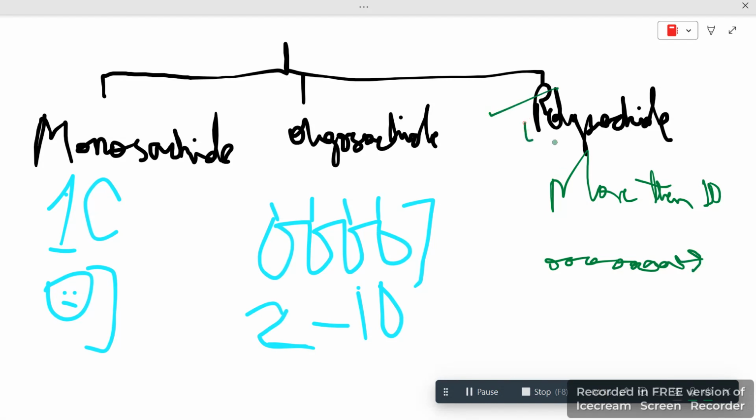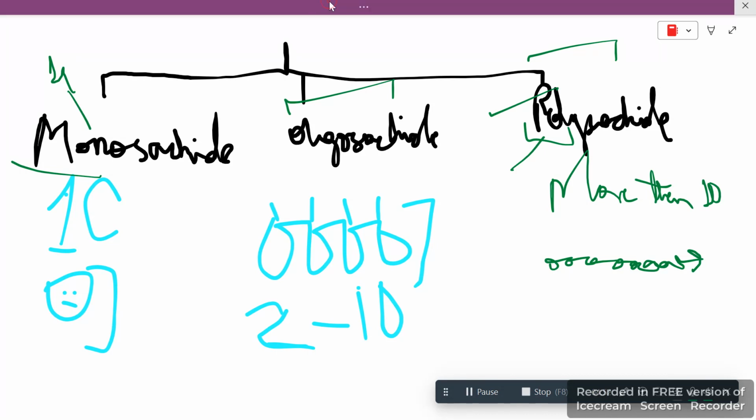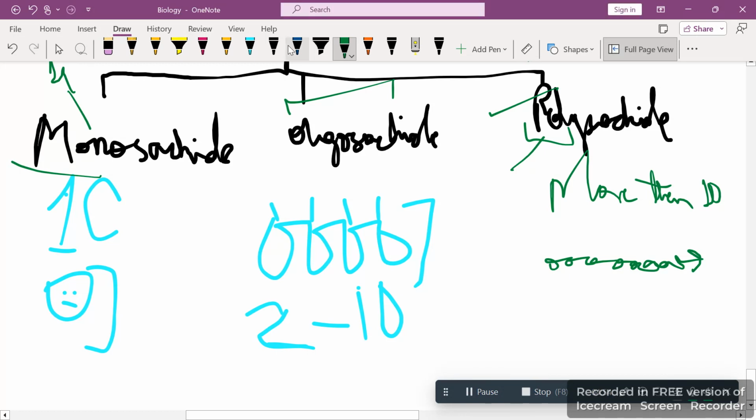Even the word poly simply means many. So more or many, in this you'll find many chains. In oligo you'll find from 2 to 10, but mono simply means one. So in mono you'll find one chain. Okay, this should be very much clear. Then these three are the classification of what? These three are the classification of carbohydrate, which is one of the very important chapters, not topics.